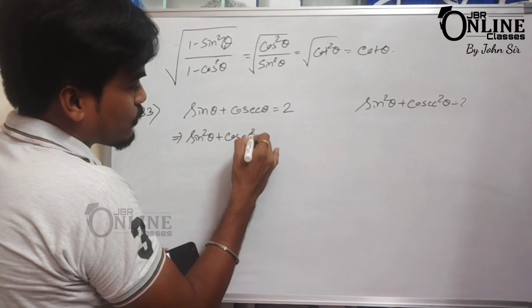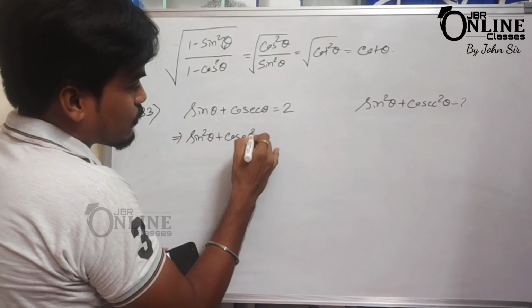So here sum number 34. In sum number 34, x equals a cos theta plus b sin theta, y equals a sin theta minus b cos theta. Now you have to prove that x square plus y square equals a square plus b square. As here the values are given as x and y, to find out the value of x square and y square, we just have to square both sides.